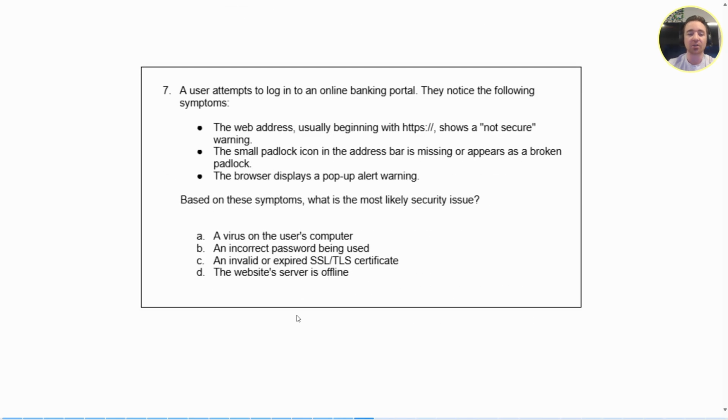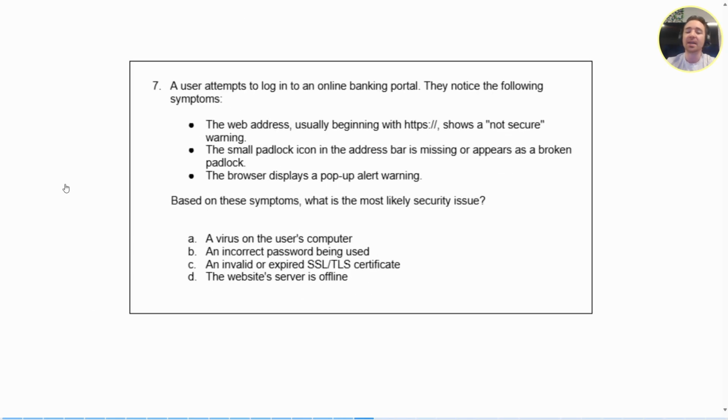All right, the next question reads, a user attempts to log into an online banking portal, but they notice the following symptom. The web address, usually beginning with HTTPS, shows a not secure warning. The small padlock icon in the address bar is missing or appears as a broken padlock, and the browser displays a pop-up alert warning. Based on these symptoms, what is the most likely security issue?